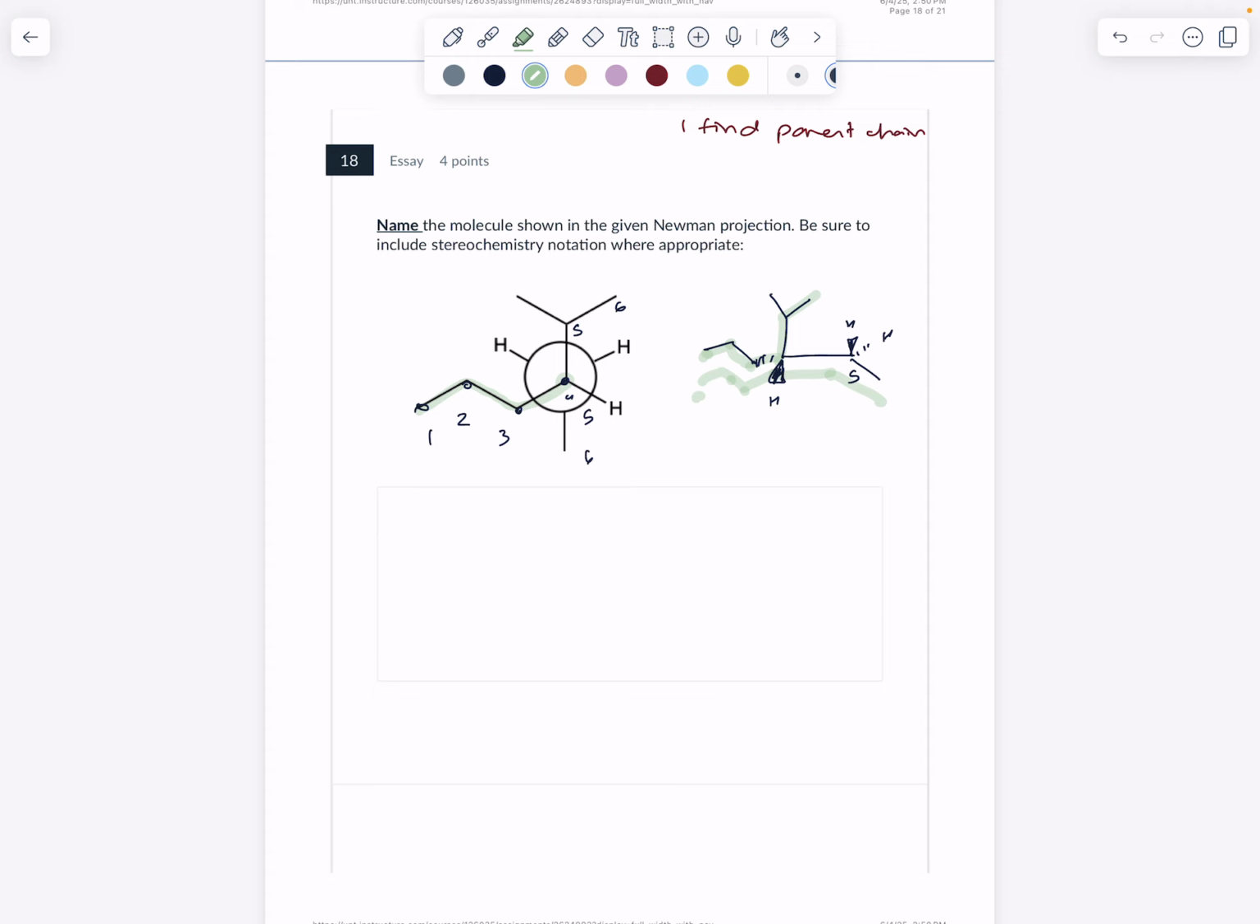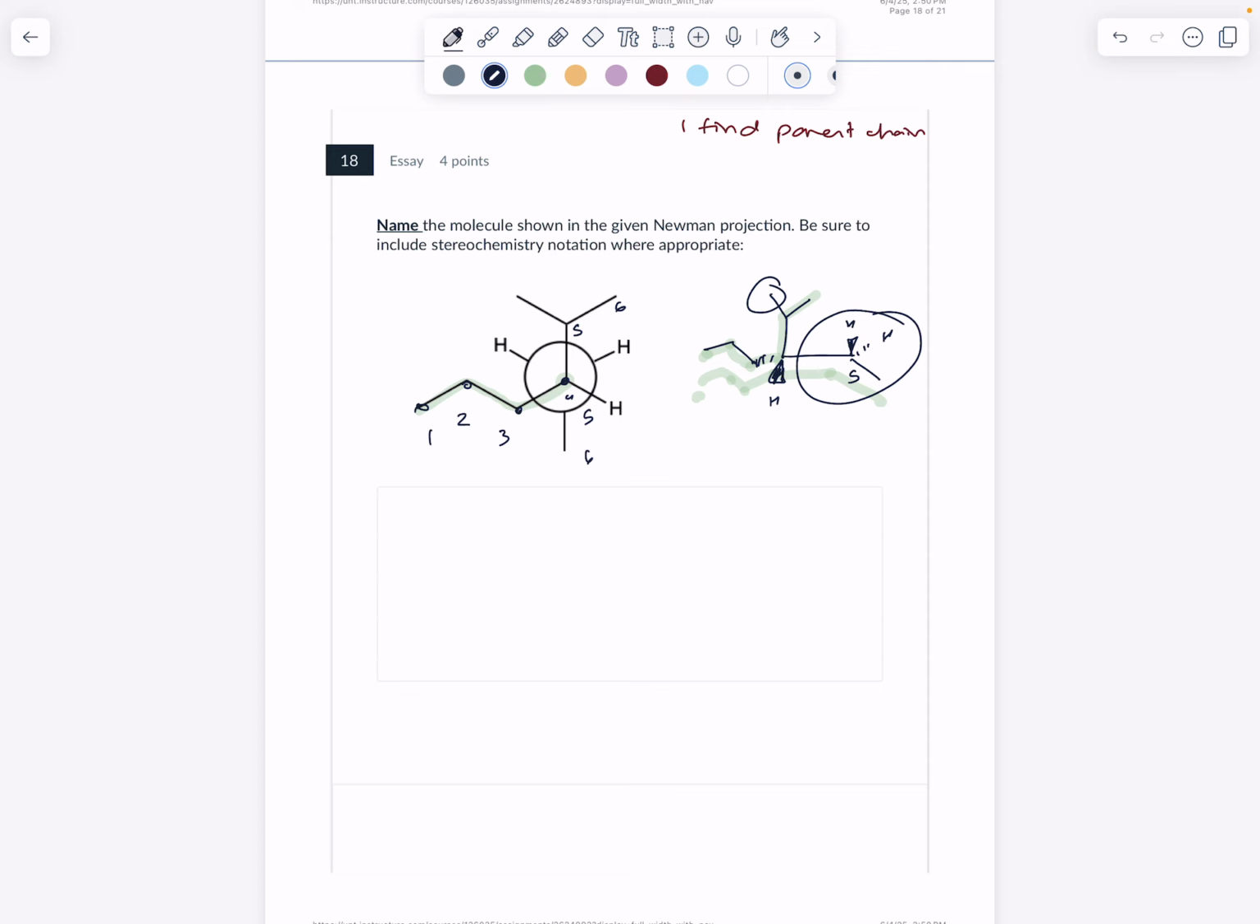And now we want to choose the one with the fewest substituents. Looks like, and the less complicated substituents, I guess. So this has the ethyl, which is just 1, and that's a little bit easier, as we have ethyl and methyl on this one.